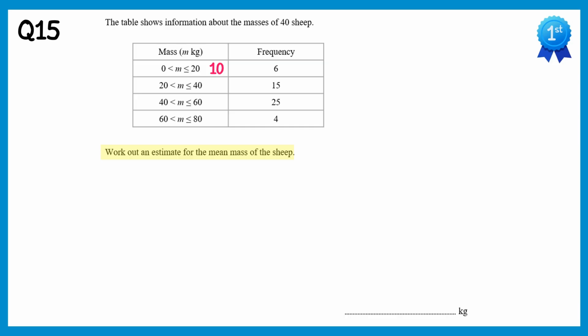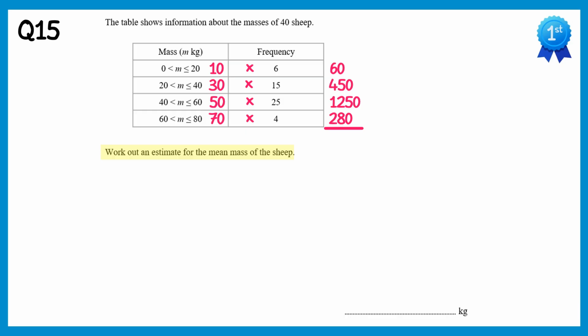Then we'll do the midpoint of the next group from 20 to 40, that's 30. And then the middle of the next group is 50, and the middle of the final group is 70. So if we've got 6 sheep that have a mass of 10 kilograms, we can do 10 times 6 to get 60. So all we need to do is multiply all of these midpoints by all of the frequencies. So 10 times 6, that's 60. 30 times 15, 450. 50 times 25, 1250. And 70 times 4 is 280.